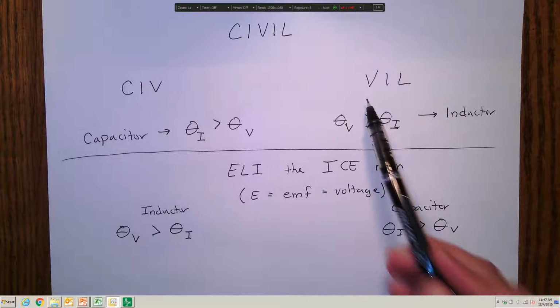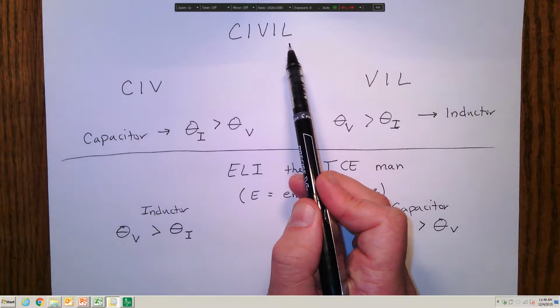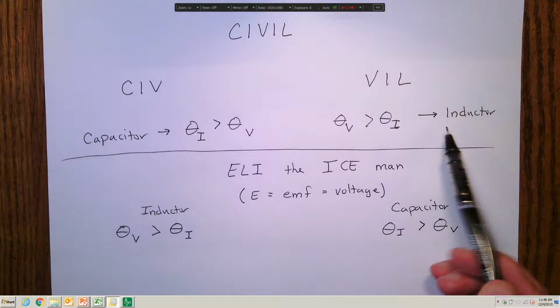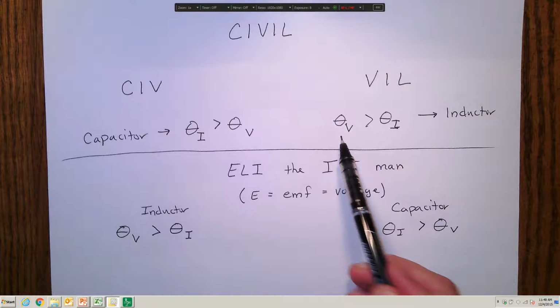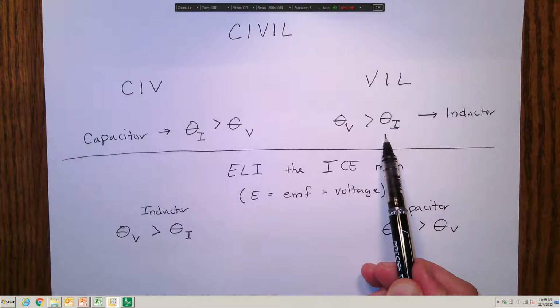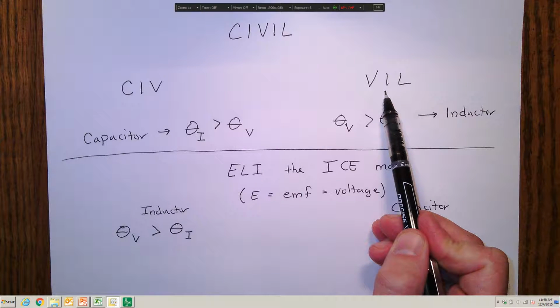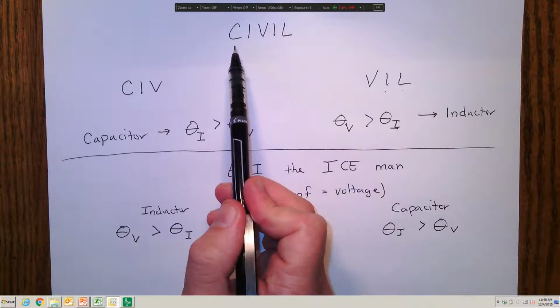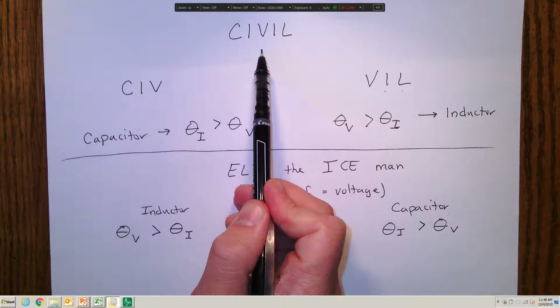And we take the last three letters of CIVIL, and we use that to represent the inductor. So what this represents is the voltage phase angle leads the current phase angle for an inductor. The voltage leads the current for an inductor. So this tells us, for a capacitor, the current leads the voltage.